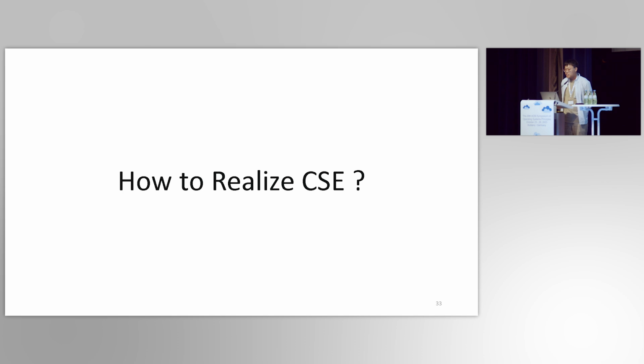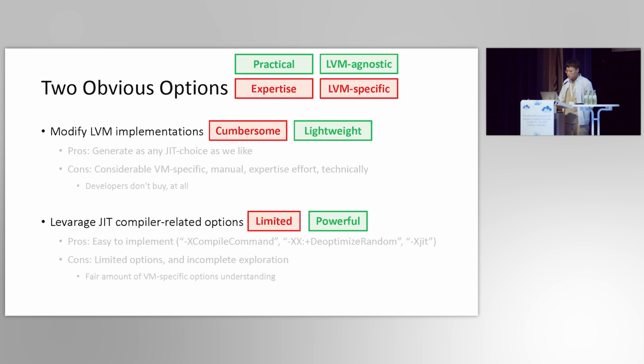So with CSE in mind, how could we realize it? That is just an approach in mind and at the conceptual level. So how could we implement this? Actually, there are two very obvious options. First, we can modify the underlying VM implementations, or we can just leverage the JIT compiler related options. But both of these two approaches are either cumbersome or limited to the functionality of JIT compiler options.